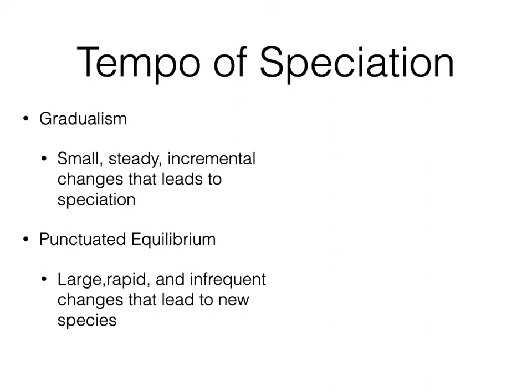And so you can think of the tempo of speciation similar to different types of studying, right? Gradualism would be looking at the material every day, staying consistent with it, and making small changes in your understanding, versus punctuated equilibrium, which would be the equivalent of cramming at the last minute, or doing a lot of studying all at once, okay?